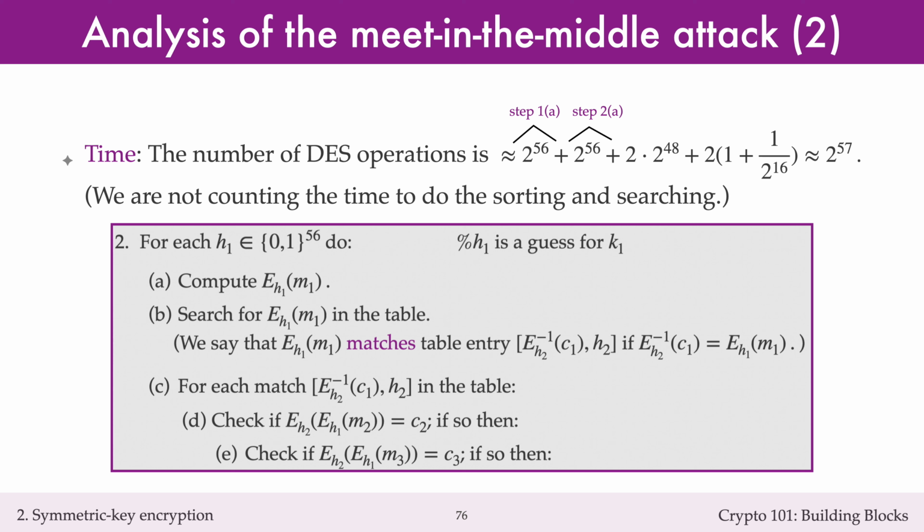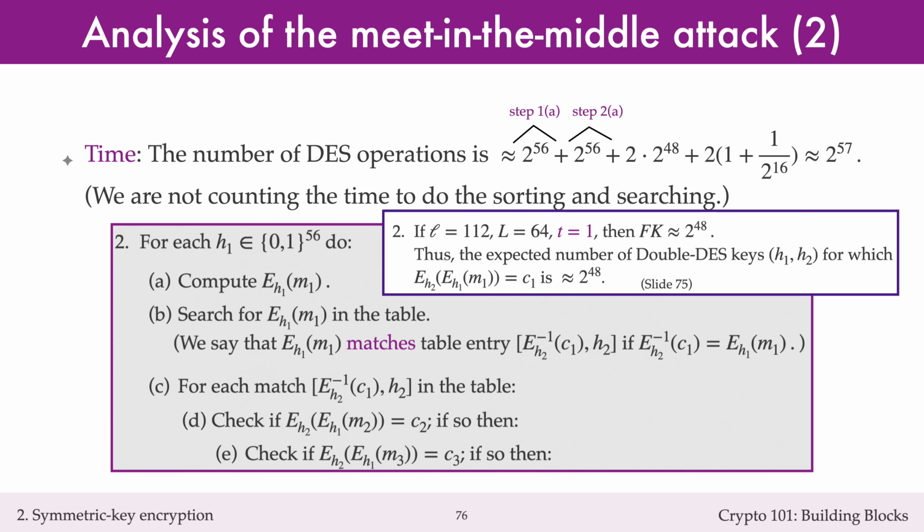Step 2d is executed every time there is a match in step 2c. Now, the number of matches equals the number of keys H1, H2, which encrypt M1 to C1. That number is the number of double DES false keys when T equals 1. By the false key formula, we see that this is roughly 2 to the power 48.